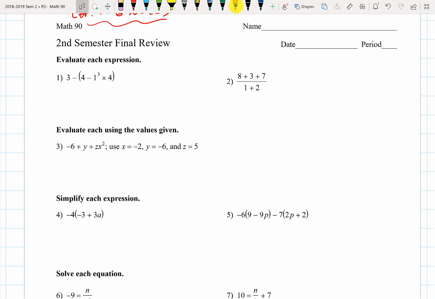All right, let's get right into it. So we got 3 minus 4 minus, times the quantity, 4 minus 1 to the third power times 4. Well, you want to follow the order of operations. So 3 minus 4 minus, well, 1 cubed is 1. 1 times 1 times 1 is 1, times 4. Well, we got to multiply before you subtract. So this is 3 minus 4 minus 4. 4 minus 4 is 0, so you have 3 minus 0, which is 3.